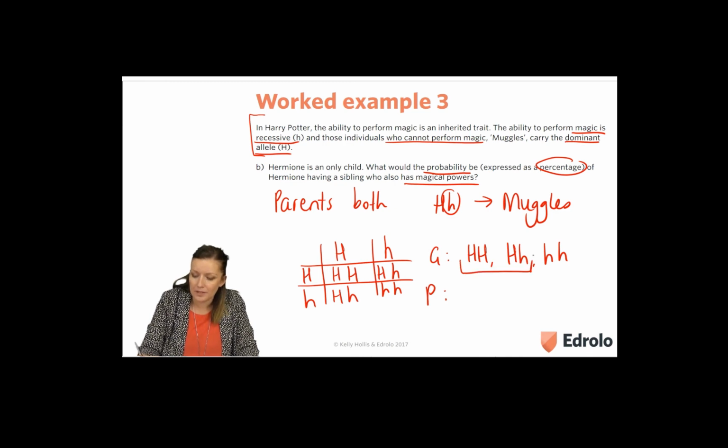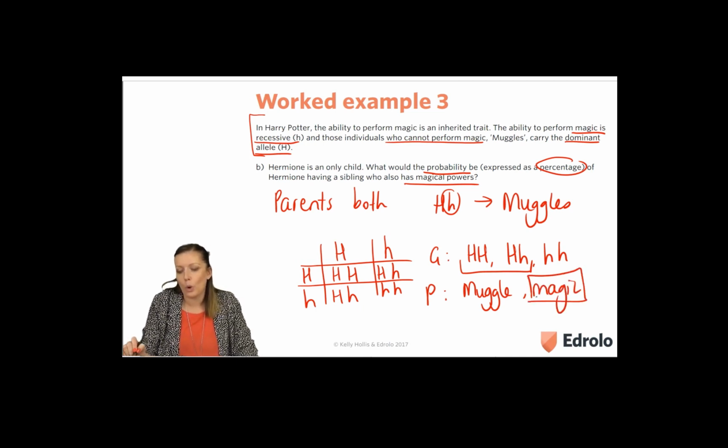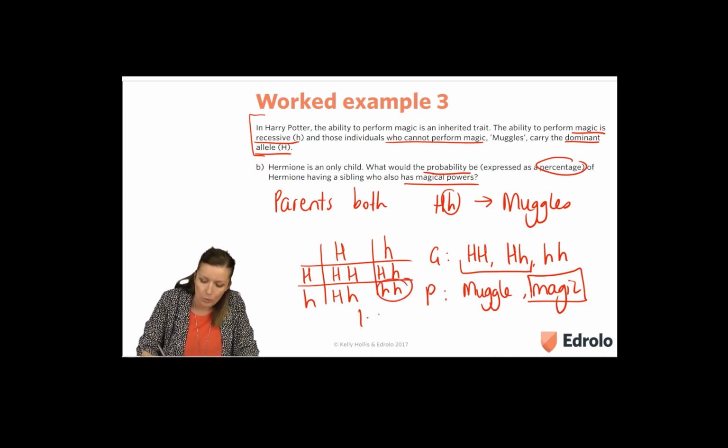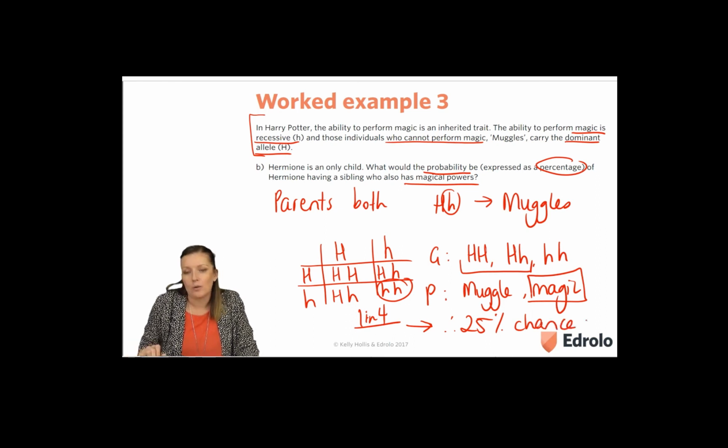Which means that the phenotypes will be muggles or magic. And we want to know what percentage of the individuals would possibly be magic. So this here, there's 1 in 4 chance, but we want to present that as a percentage from the question. So therefore, it is a 25% chance that Hermione will have a sibling with magical powers.